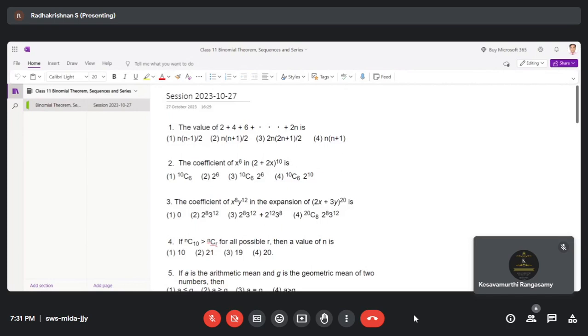Can anyone solve this problem? Option 4, sir. Option 4. N into n plus 1. Okay, good. Who said that? Akshaya, sir. Akshaya, okay. Anybody else? Tejaswini or Shweta? Can you solve it? Yes, sir. Okay.